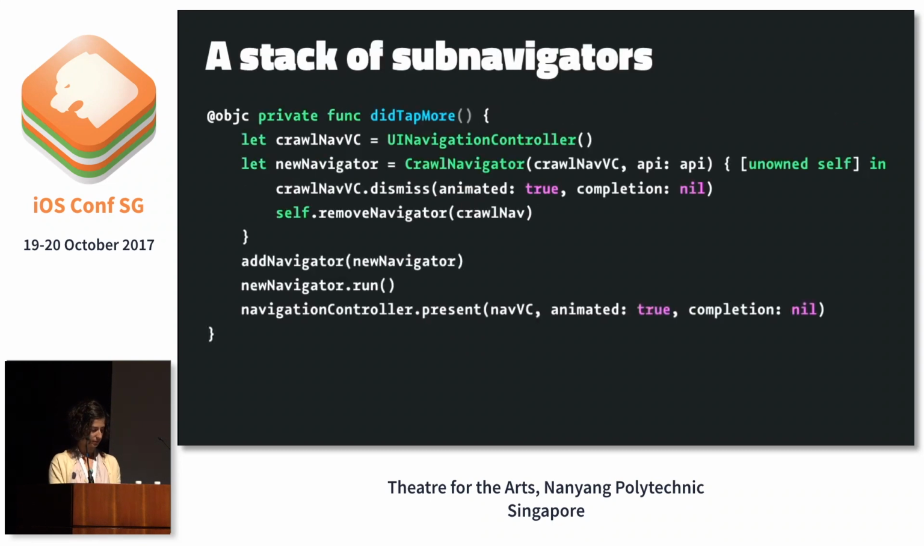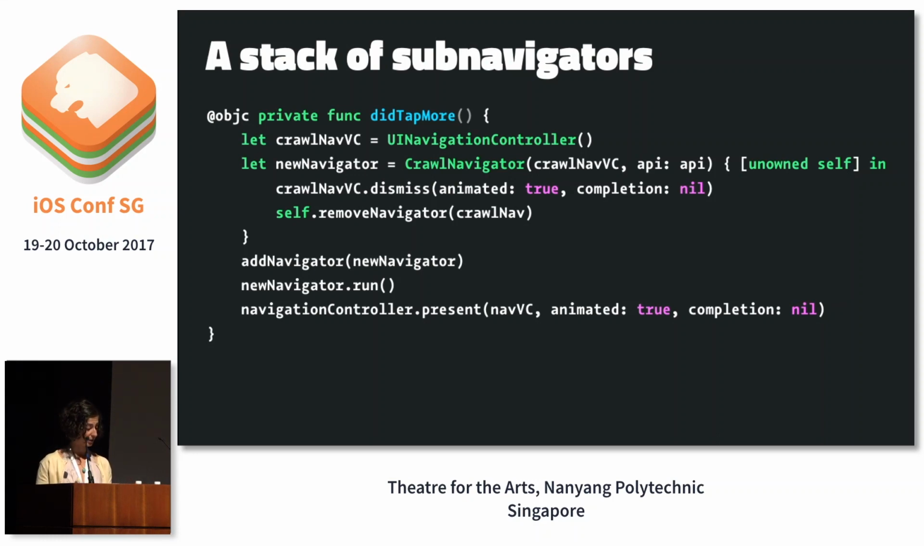What we can do is we can simply have a subnavigator. And all a subnavigator does is it's just a navigator, it does all the same stuff. The only difference is it's going to have essentially a dismiss block. And that dismiss block will take us back to our main navigator. So you can see here, once I tap that button, I create my new view controller, and I go ahead and create the navigator for it. I add that navigator to my navigation stack, so to speak, and then I run it. I go ahead and push my view controller, and that's it.